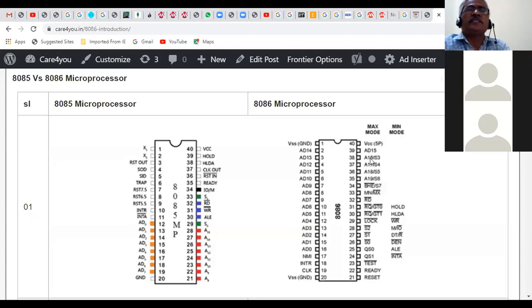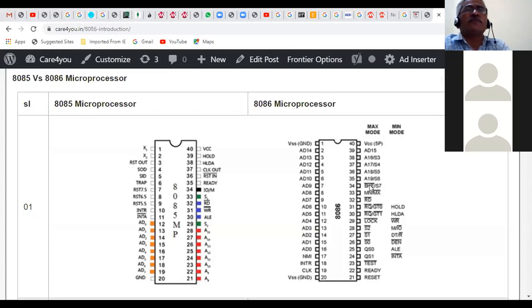Then you have A16, A17, A18 and A19. These pins are used for dual function. They are also the status lines and they are also the address lines. So these are again multiplexed.